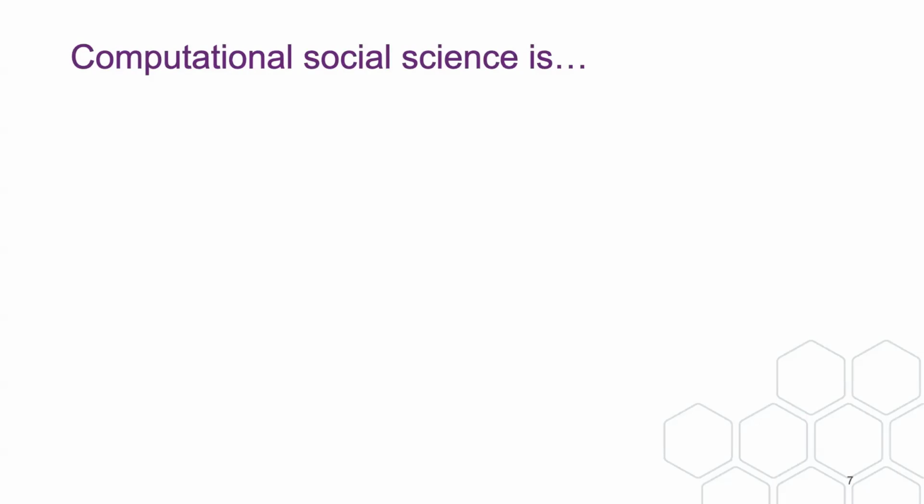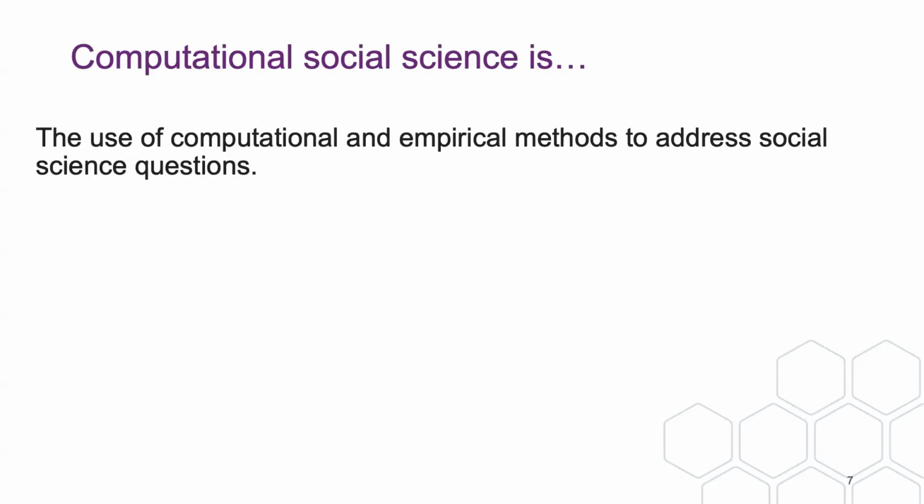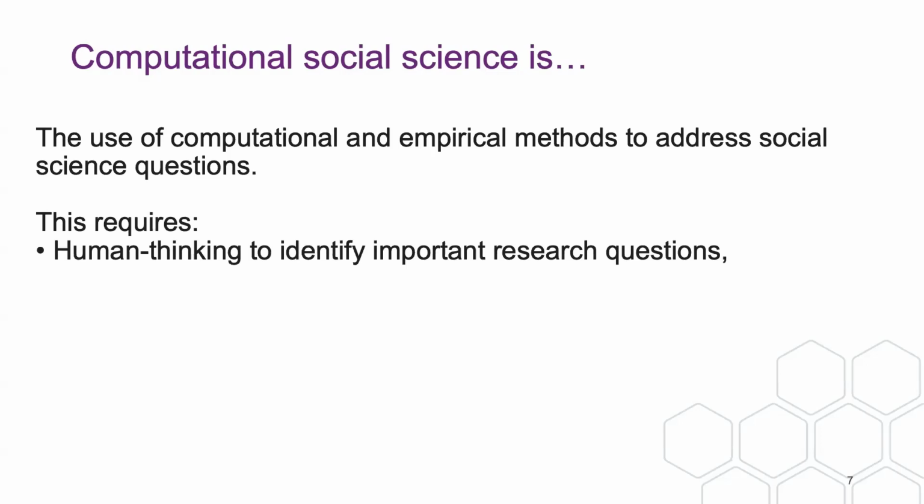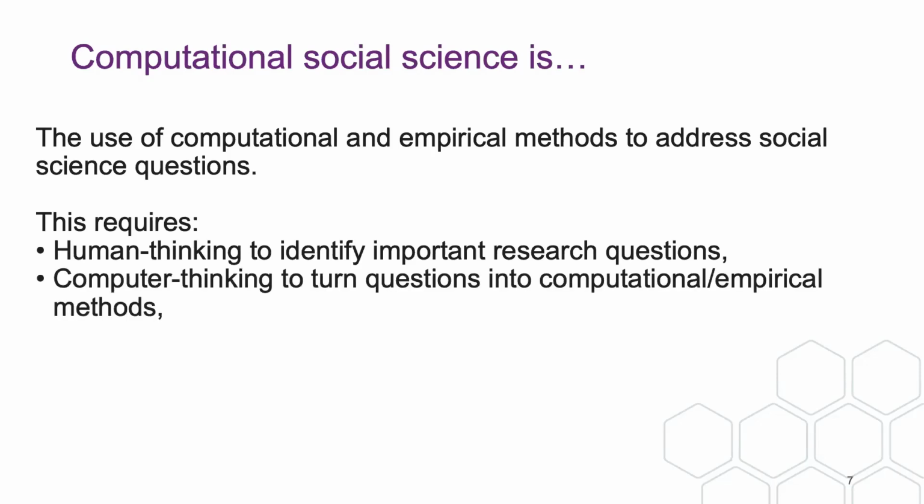What is computational social science? It's the use of computational and empirical methods to address social science questions. So we can break this down a little bit more. Computational social science requires human thinking to identify important research questions. And because we're going to be dealing with social science questions, we need to understand how people behave and what they want to achieve. So we need that social science brain in order to formulate those really interesting research questions.